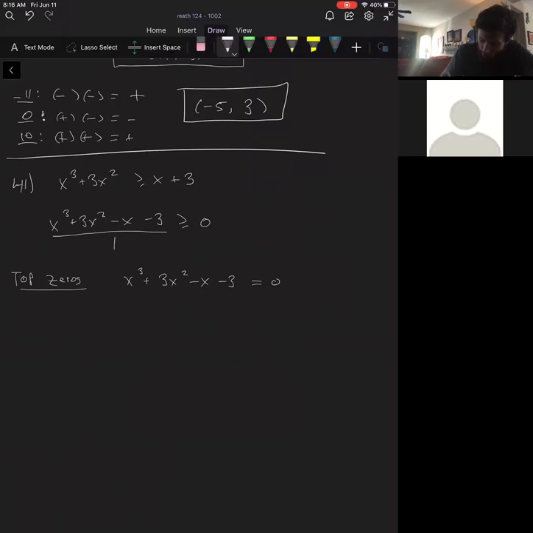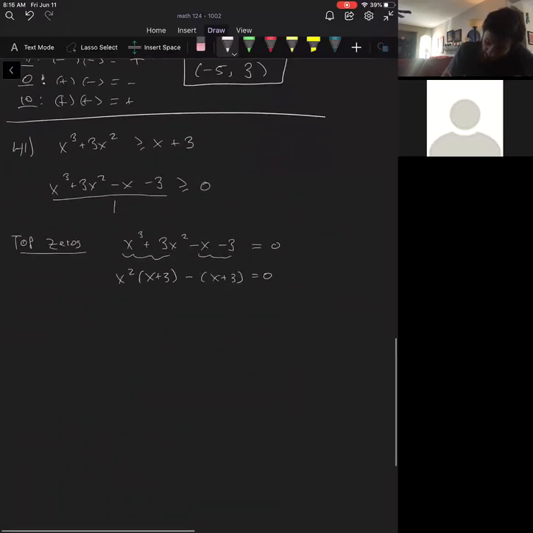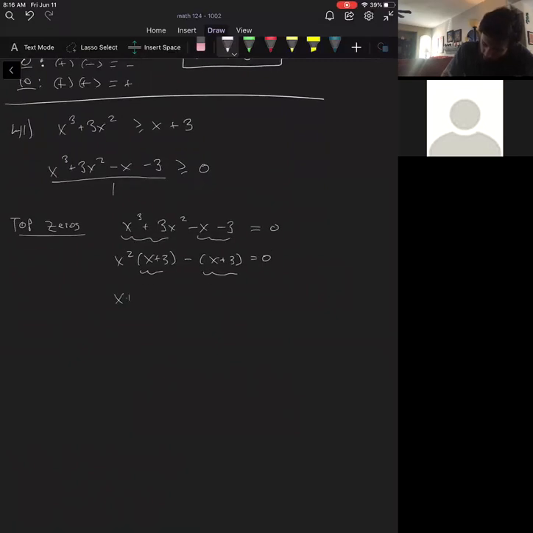We can do some group factoring. So from the first two terms, we could take out an x squared, and we're left with an x plus a 3. And from these two, we could take out a minus sign, and we're left with an x plus a 3. And then what you can see next is, this has an x plus 3, this has an x plus 3, so let's take that out. And then we're going to be left with x squared minus 1. And then we can continue factoring, so this is x plus 3. And this piece right here is going to turn into x plus 1, x minus 1.